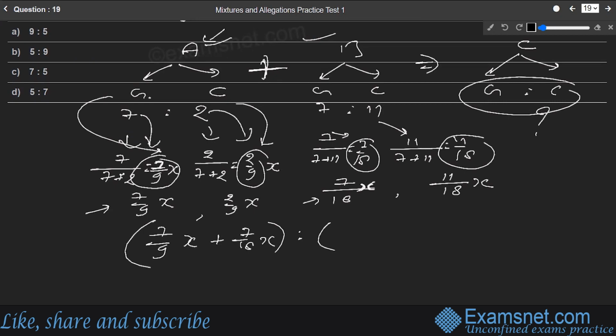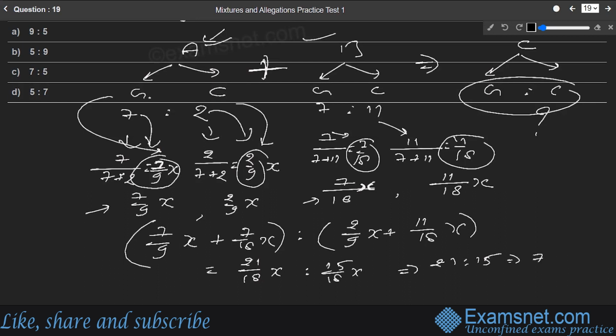It is 21/18x. The copper part in the first mixture was 2/9x and the copper part in the next alloy was 11/18x. So this will give us the real ratio. If we add them together, they're going to come down as 21/18x is to 15/18x, which gives us simply the ratio as 21 is to 15, which is nothing but 7 is to 5. So that should be the real ratio of gold to copper in the resultant mixture, 7 is to 5, which is available in option C and is the right answer.